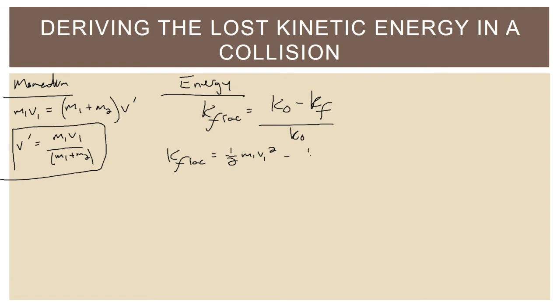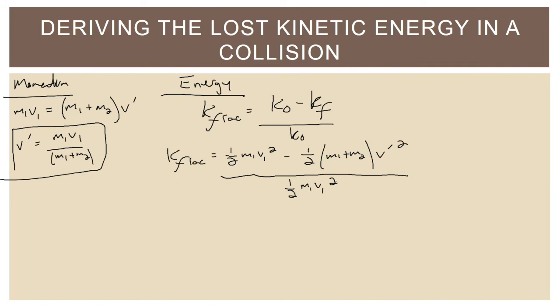The final kinetic energy is 1/2 times the sum of the masses m1 plus m2, because they're stuck together at the end, times v prime squared. Basically, we treat them as one unit, moving at the same final speed, v prime. And then we, of course, divide that by the initial kinetic energy, which is just 1/2 m1 v1 squared.